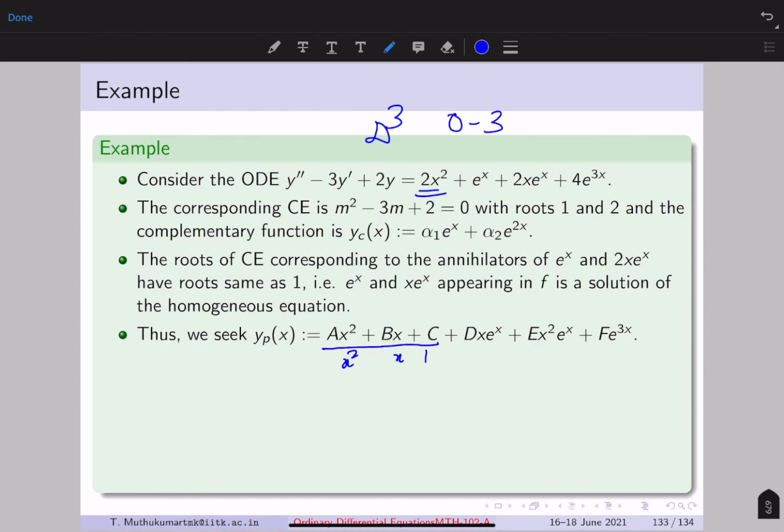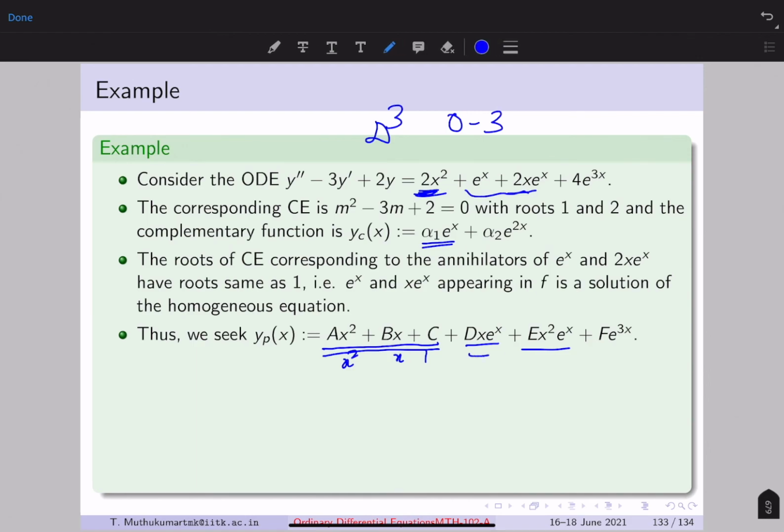So if you look at the annihilator of 2x square, that gives you these 3 terms. Then if you look at the annihilator of these, they have the root 1, right? We have already seen this is d minus 1, which is root 1, but 1 is already appearing here. You have already used e power x here. So now you have multiplicity 2 here, right? So you use x e power x and x square e power x.